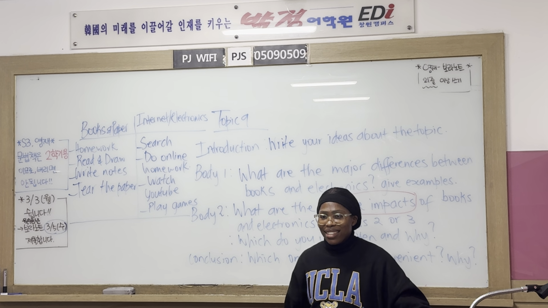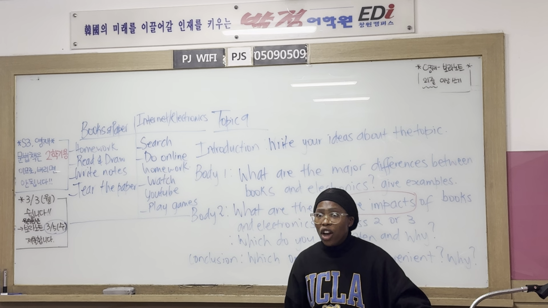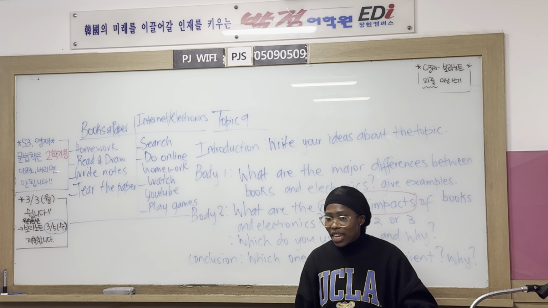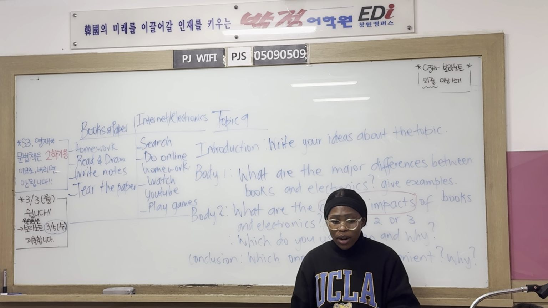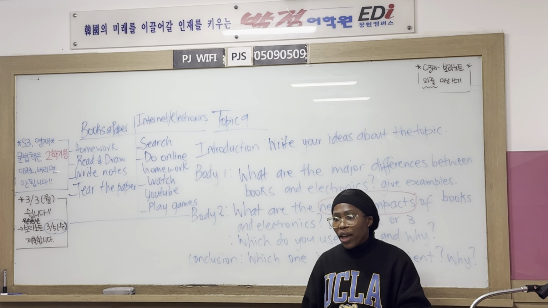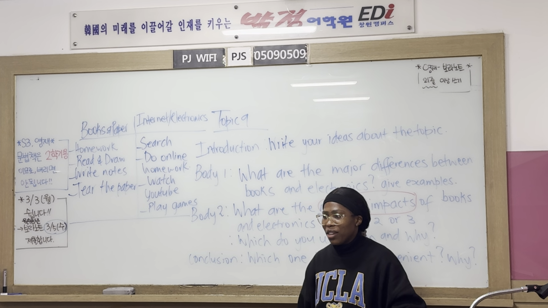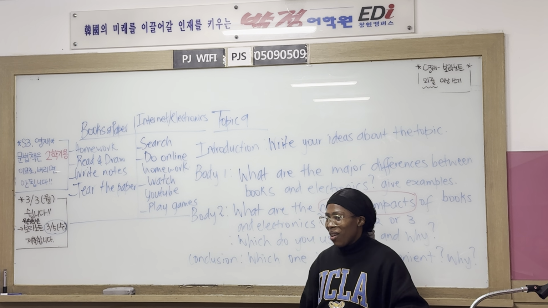Electronics need to be charged, but books and paper don't. Good. So if there's no electricity, you might not be able to use your smartphone. But a piece of paper, you can just take and use anywhere. It doesn't need to be charged. Good. What other differences?